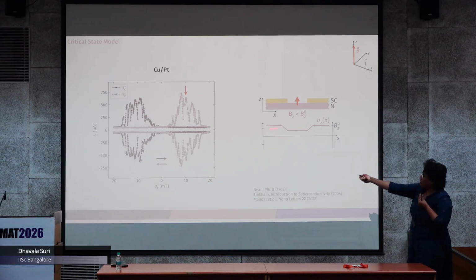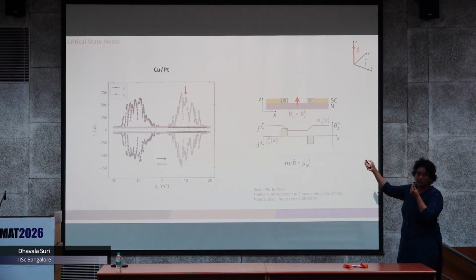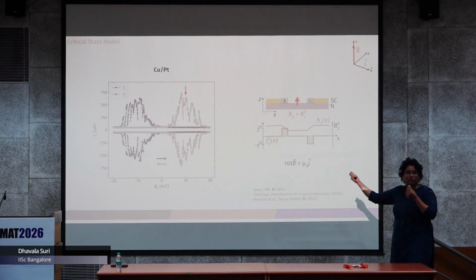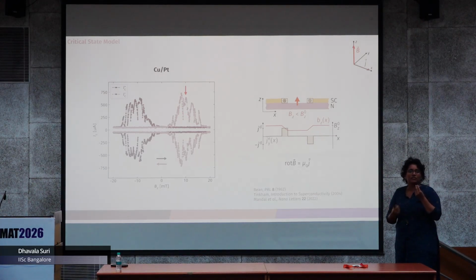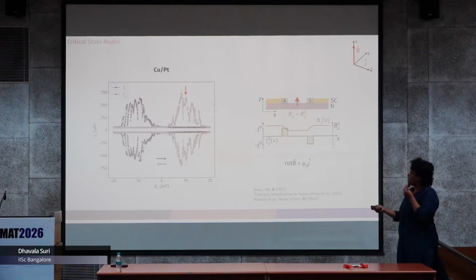Now, you start sweeping back, but the effective magnetic field seen is much lower because of the slope that this induces at the edges. And if you actually write down the direction of current and magnetic field in the left junction and the right junction in the vortex flow, you can get this del cross B is mu naught J sort of physics to see that the actual magnetic field seen by the junction is much lower.